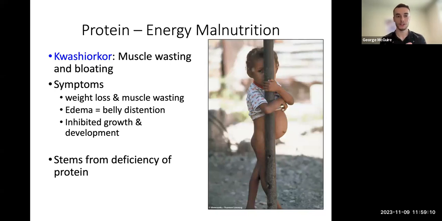So symptoms of kwashiorkor are weight loss and muscle wasting, that edema, which is that bloating that you see in the belly, and then inhibited growth and development, similar to marasmus. But kwashiorkor is more strongly associated with a deficiency in protein specifically. So even if they're being given aid in the form of bread as an energy source, and they're not getting any protein energy source, they still risk the development of kwashiorkor.